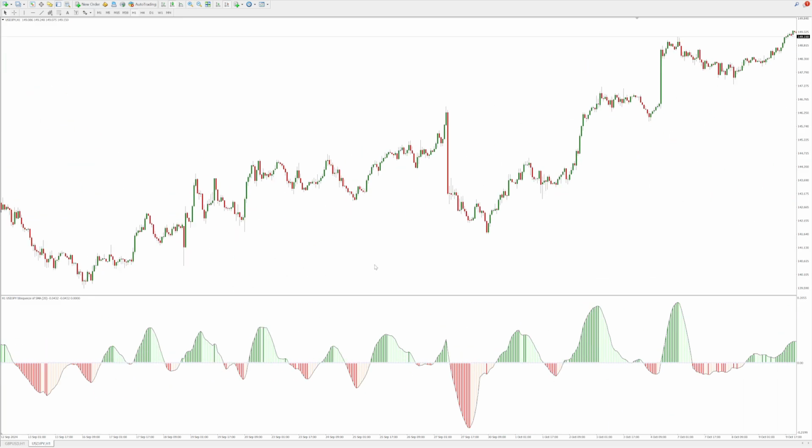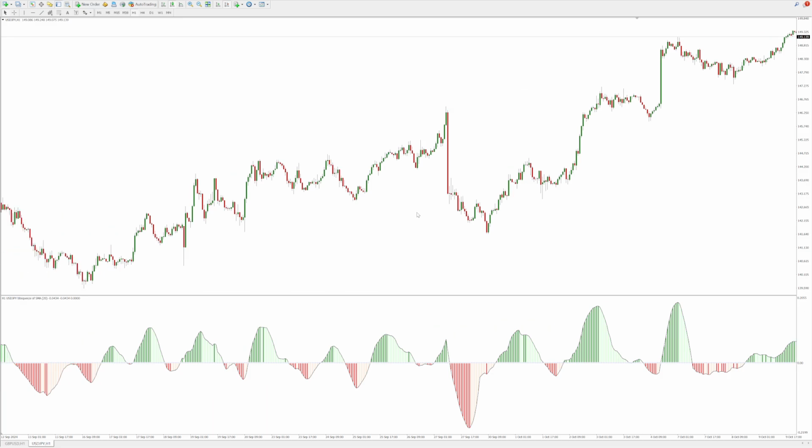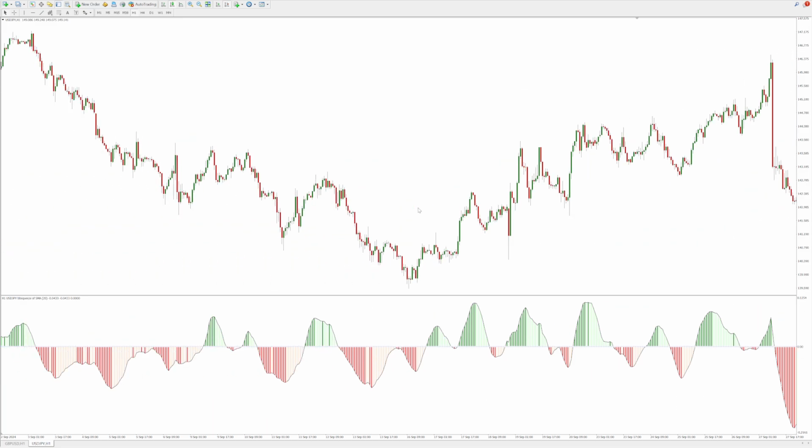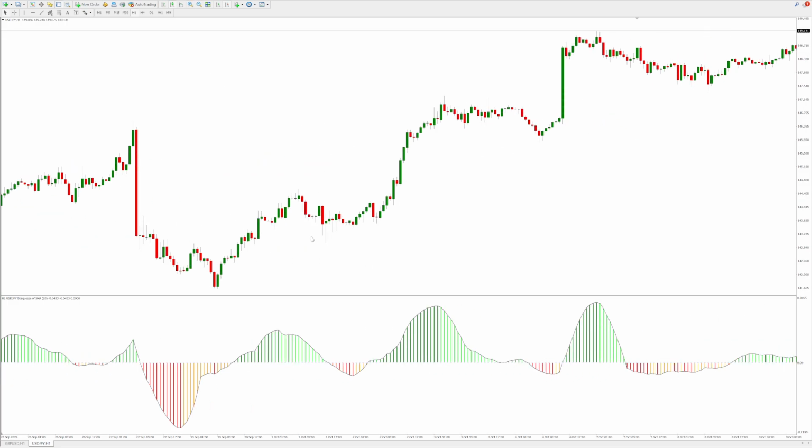So you can see I have the indicator on the bottom of my chart there, the squeeze momentum indicator. This indicator I got free for the MetaTrader 4 MT4 platform, which is what I'm using. You can probably find the indicator for your platform of choice if you don't have it already. Okay, it's relatively easy to use this indicator.